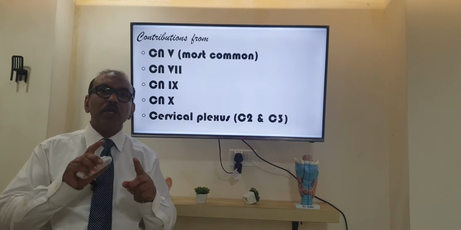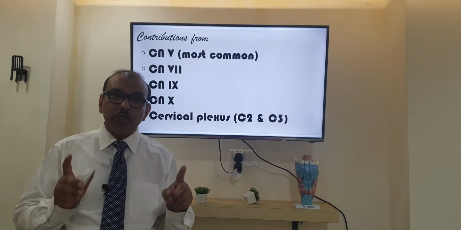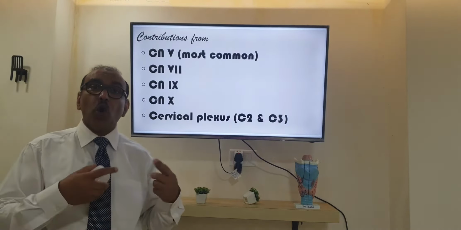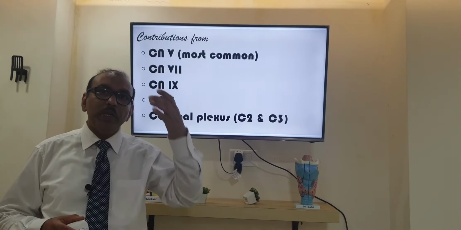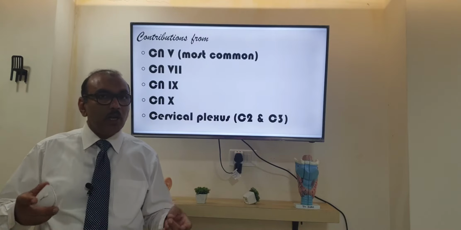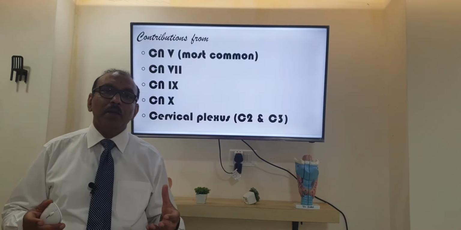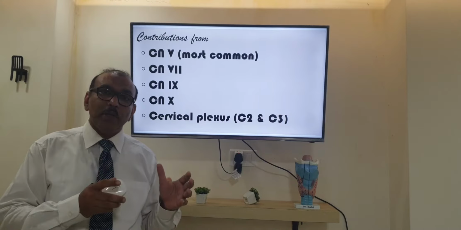cranial nerves. Totally we have 12 cranial nerves. Out of the 12, 4 supply the ear also. So this small part is supplied by so many nerves. Why? Maybe it's developmental or evolutionary, maybe. Whatever, it has so many nerves.